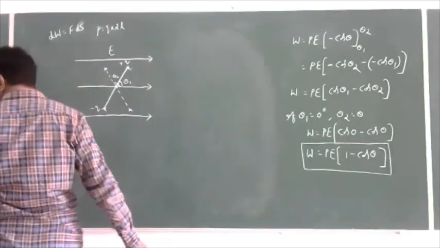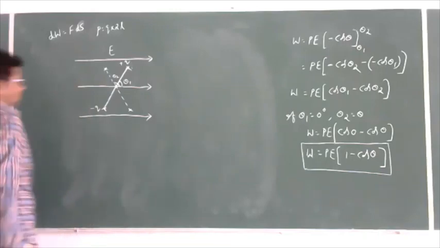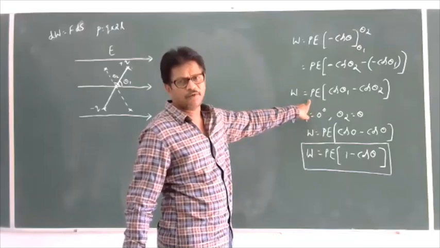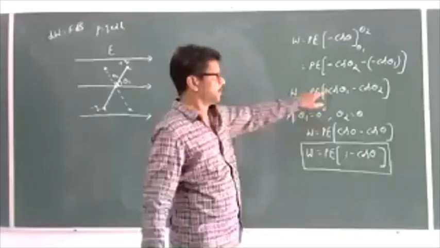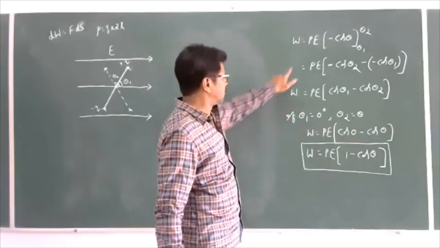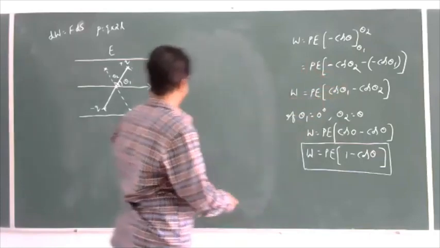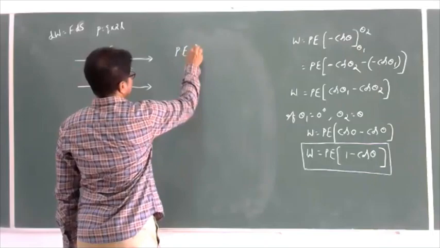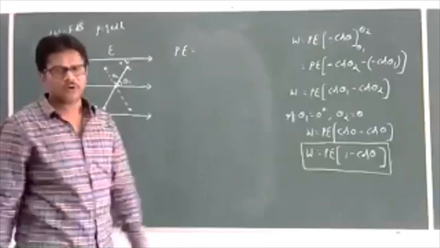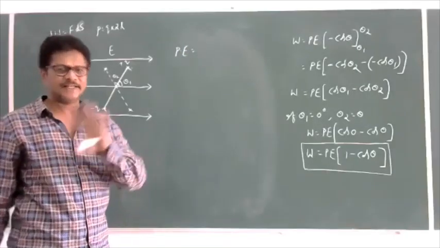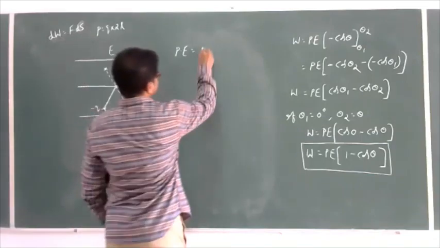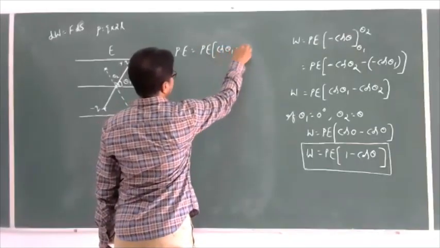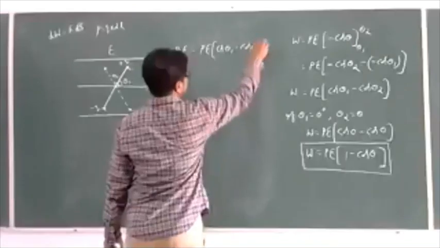So this work done will be stored in the form of a potential energy. Therefore the potential energy of an electric dipole when it is rotated by an angle from theta 1 to theta 2 is equal to PE into cos theta 1 minus cos theta 2.